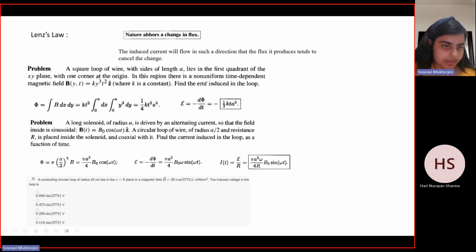Here, if we compare with this question, we know what R is, so we know what the area is. Area is pi R square. And we know that B is again a function of time. So now if you do d phi dt, you would get a similar expression. You would get something like pi R square B naught omega sine omega t, where omega is given as 377. And remember, you have this milliweber term here, so be careful about the units. It's 10 to the power minus 3 that you have here. If you use that, you'll be able to find the expression for the voltage. So basically the same procedure.